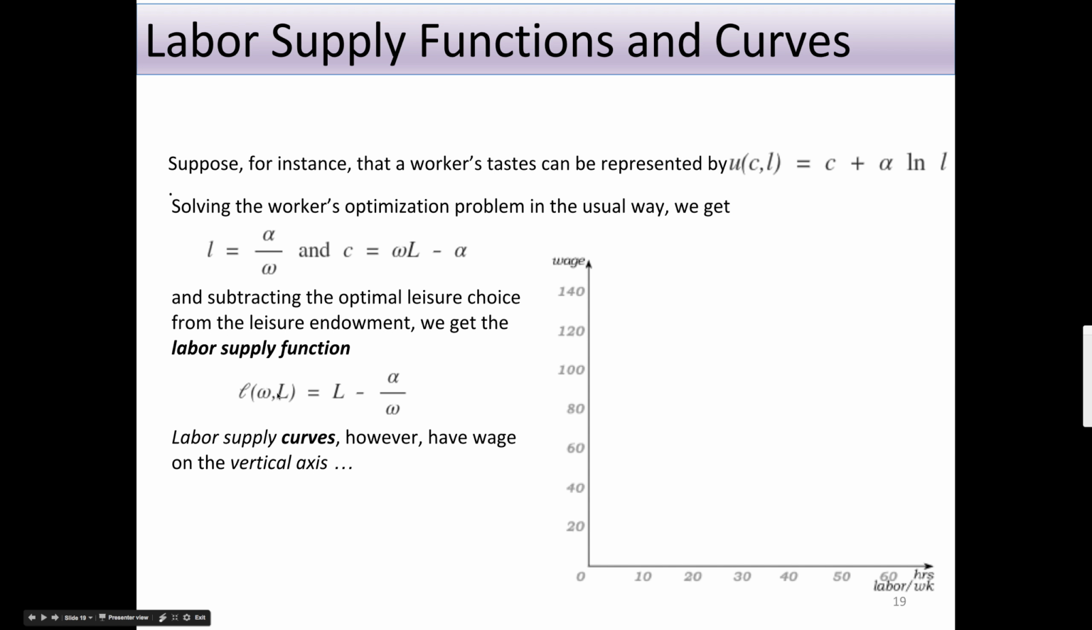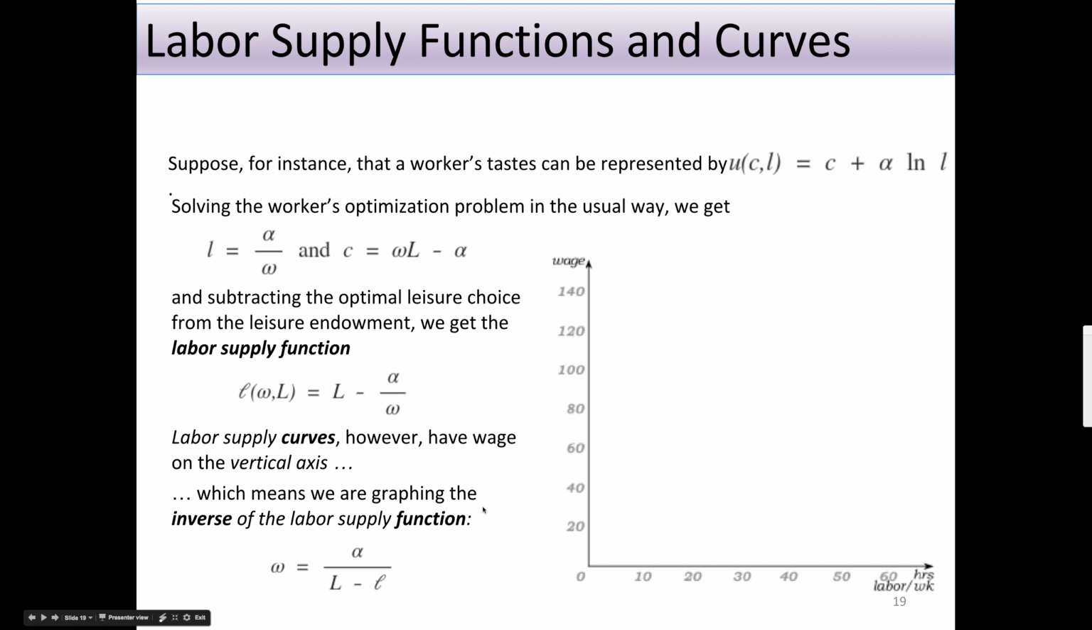Finally, don't forget that all graphs in economics, almost all graphs, are backwards. So instead of having labor here and wage here, which makes sense to us, we're going to have to solve this out for wage because wage is on the vertical axis. So what can I do? Well, I can add alpha over wage to this side, subtract labor from this side, and then multiply both sides by wage to get wage all by itself, and I end up with this right here. Okay, so after a little algebra, I get wage is equal to alpha over cap L minus leisure.